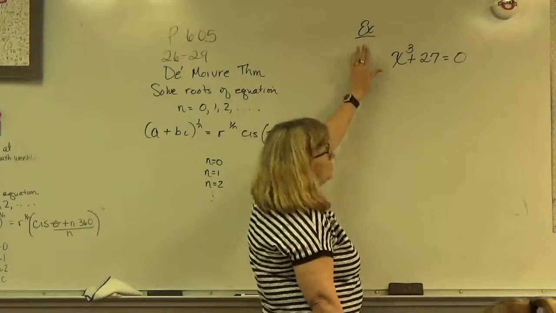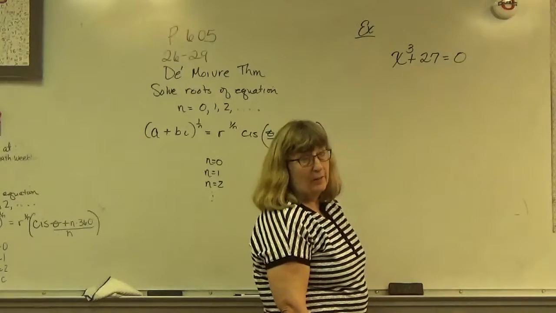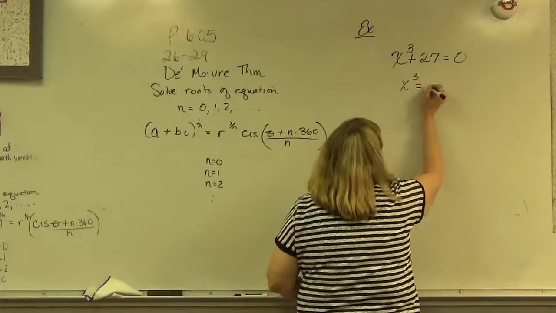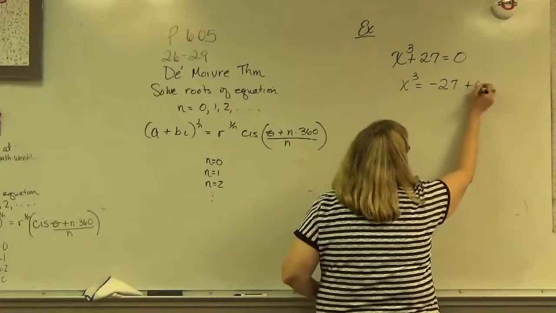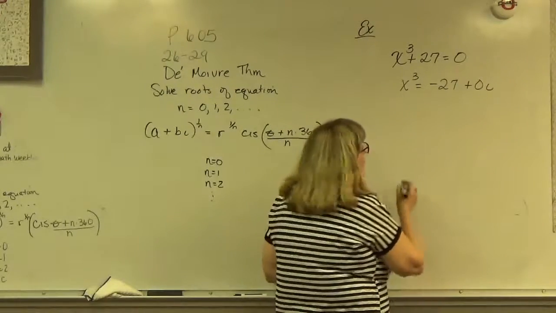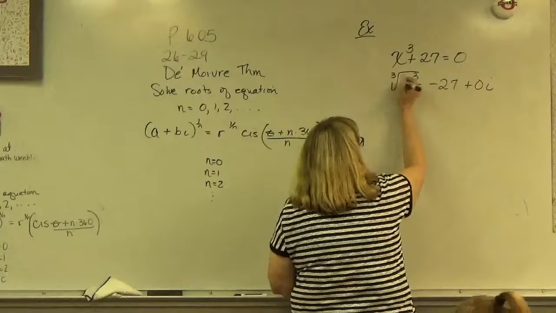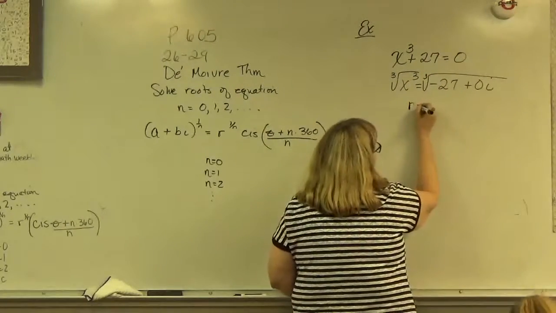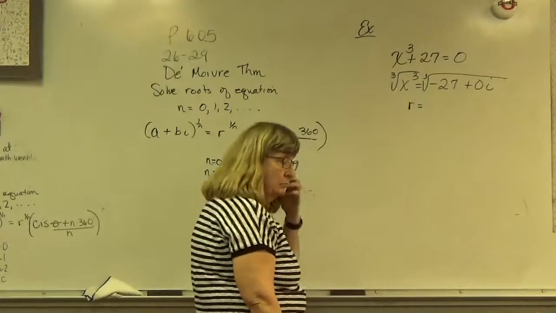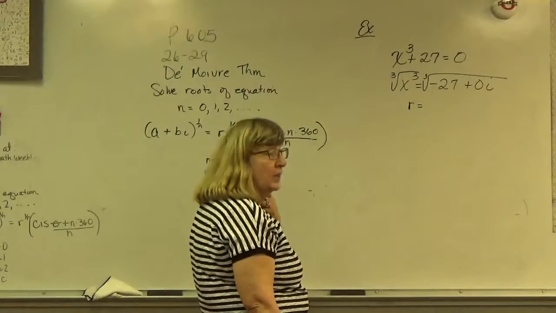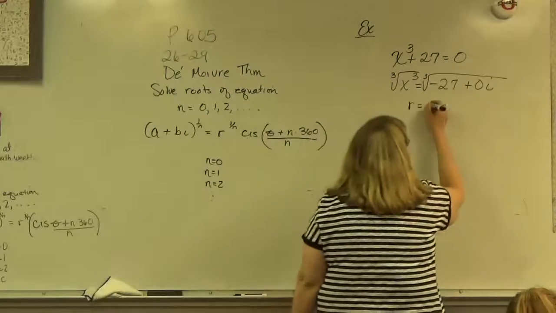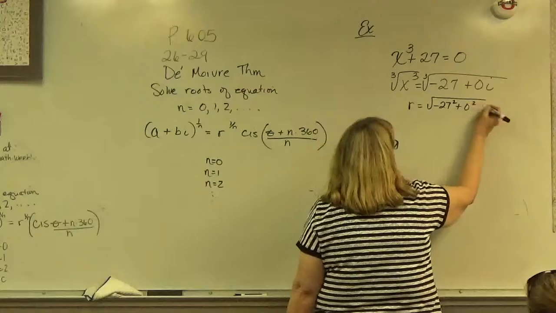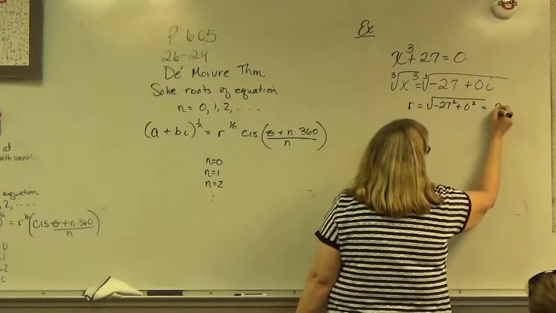So the first thing you're going to do on your examples is to get x by itself. Subtract 27. Whoops. Take the cube root. Sorry, so I'm going to write it in correct form, and then we're going to want to take the cube root. So first, we want to find r. Got to get it in polar form, so that's going to be what? A squared plus b squared, so negative 27 squared plus 0 squared equals 27, doesn't it?